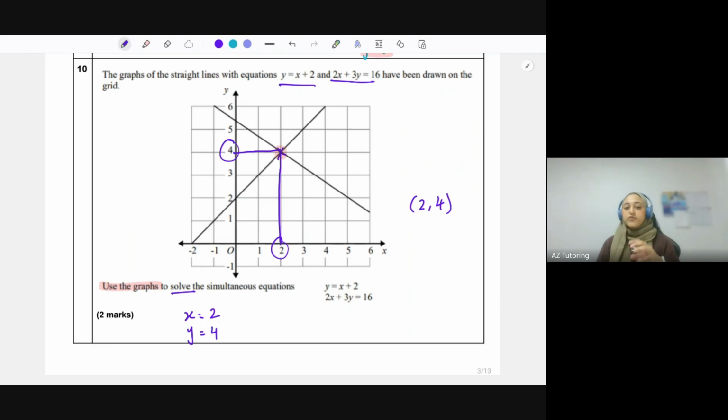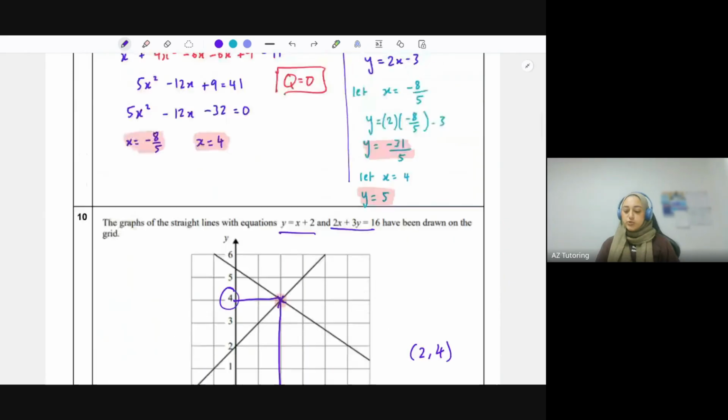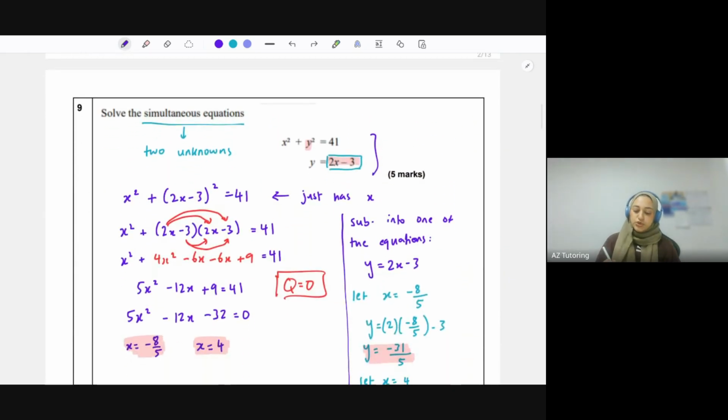If you ended up solving this algebraically, doing the method, you wouldn't have got the marks because you've not done what the question told you. It says use the graphs. So using that idea, I just want to come back up here. You should recognize that this equation here is a straight line graph, and that this is the equation of a circle.